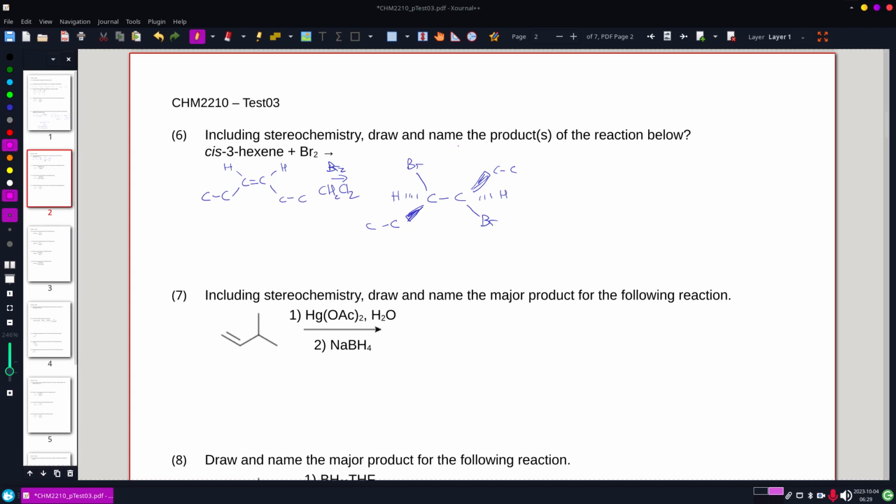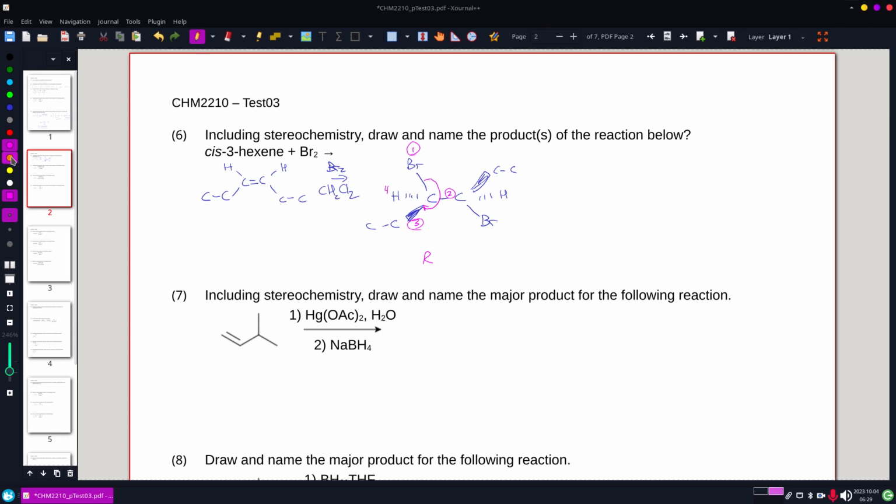Alright, so this leftmost carbon, I have high priority being that bromine. 2 would be this carbon that has a bromine, and 3 would be this carbon that just has carbons. And then the hydrogen is 4 and it is in the back. So we have a clockwise rotation, so that location is an R.